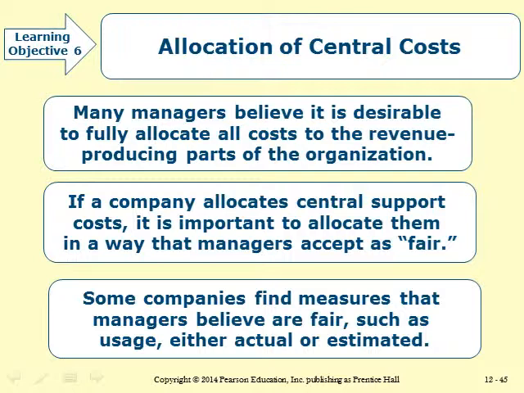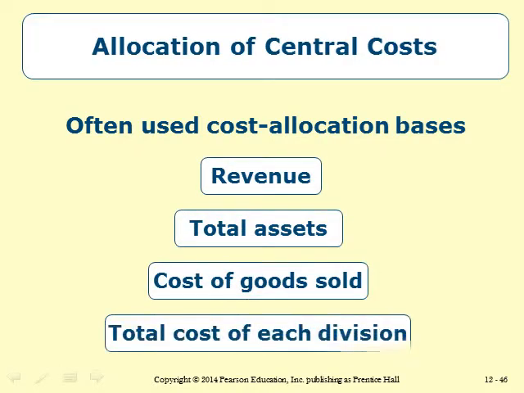However, if a company chooses to allocate central support costs, it is important to allocate them in a way that managers accept as fair. It's very often difficult to find a good measure of the usage of central services, but some companies find measures that managers believe are fair, such as usage, either actual or estimated. As a result, some companies use cost allocation bases such as the revenue of each division, the cost of goods sold by each division, the total assets of each division, or the total cost of each division before allocation of the central cost to allocate central costs, even though these bases are not necessarily the cost drivers.